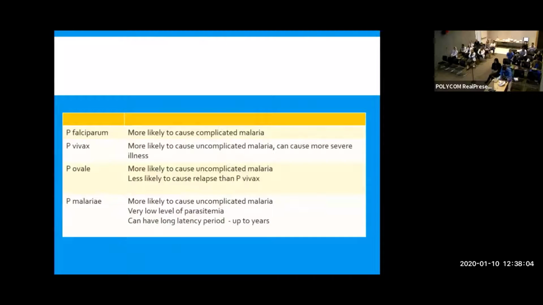Vivax and ovale are more likely to cause uncomplicated malaria, so you would possibly see that more in the outpatient setting than inpatient. Vivax is the one that tends to cause relapse, more so than ovale. And malariae is a very different kind of malaria from falciparum malaria. It's usually uncomplicated, with a very, very low level of parasitemia, and these people do not end up in the hospital.